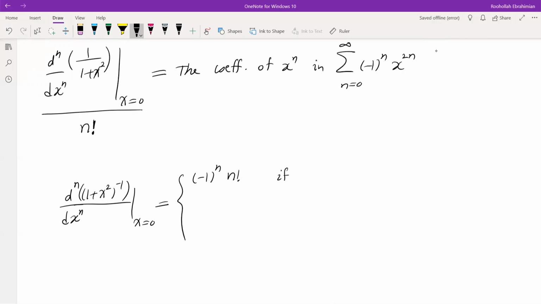let's see, if n is even and I have to change that to n over 2. Because it's x to the power of 2n, this exponent would have to be turned into n. So this would be n over 2 and then n over 2 factorial. And if n is odd, then there is no x to the power of n in that Taylor series. So it becomes 0. So that's the derivative of that at x equals 0.